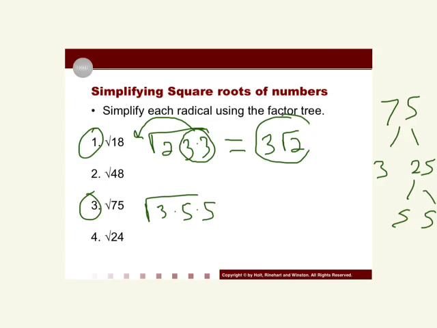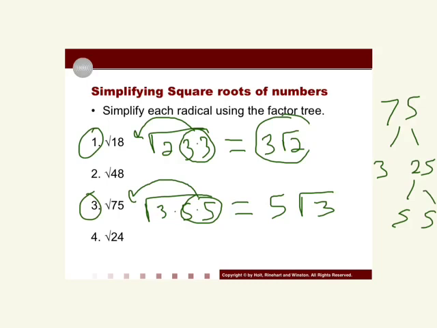And 3 times 5 times 5 can be simplified because you have a pair of 5s. Anytime you have a pair of numbers inside a radical sign, that can be pulled out as just 1. Because remember, 5 times 5 would be 5 squared, and the square root of 5 squared, a square root and a square cancel each other out. So it'd be left with just plain old 5. So it'd be 5 radical 3.